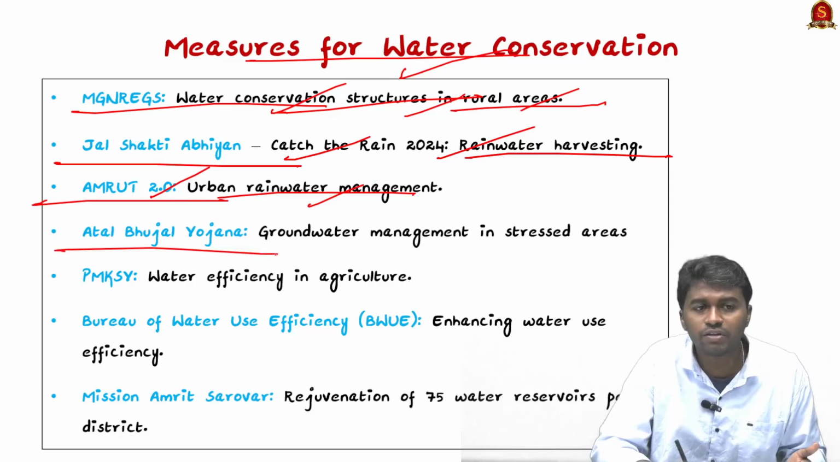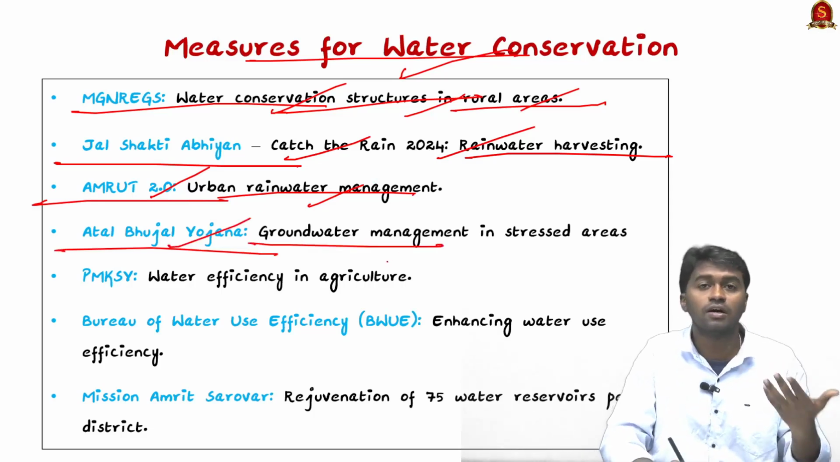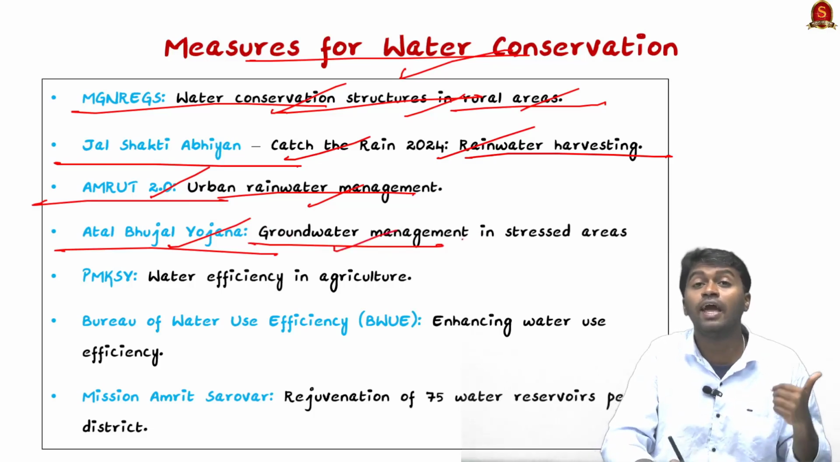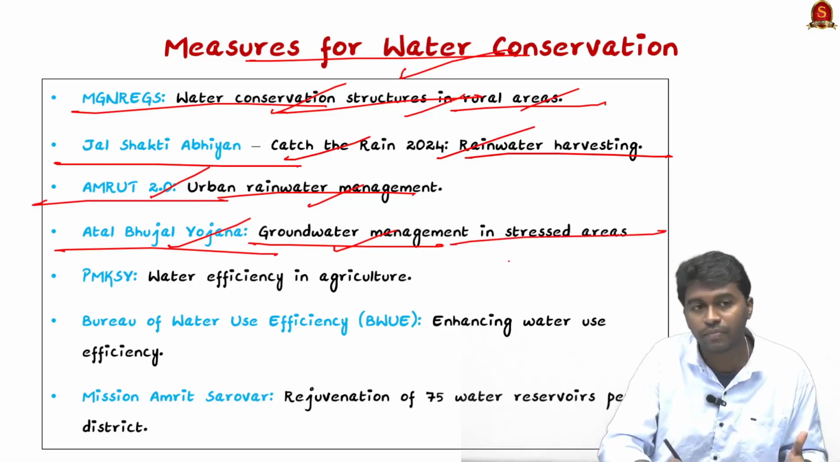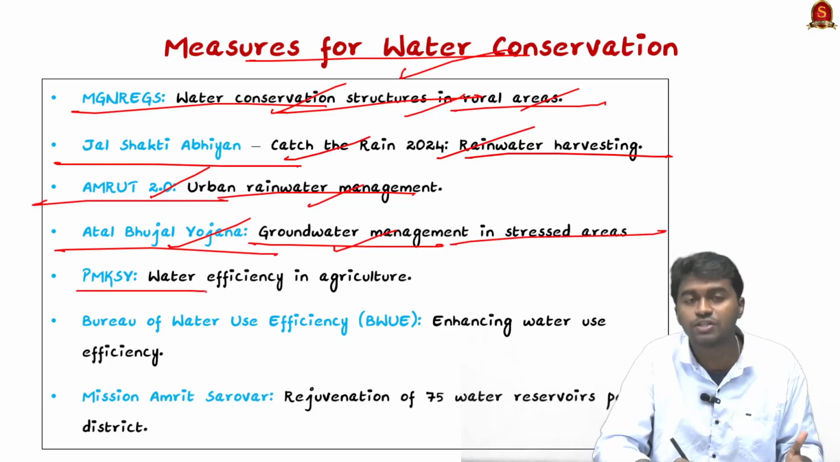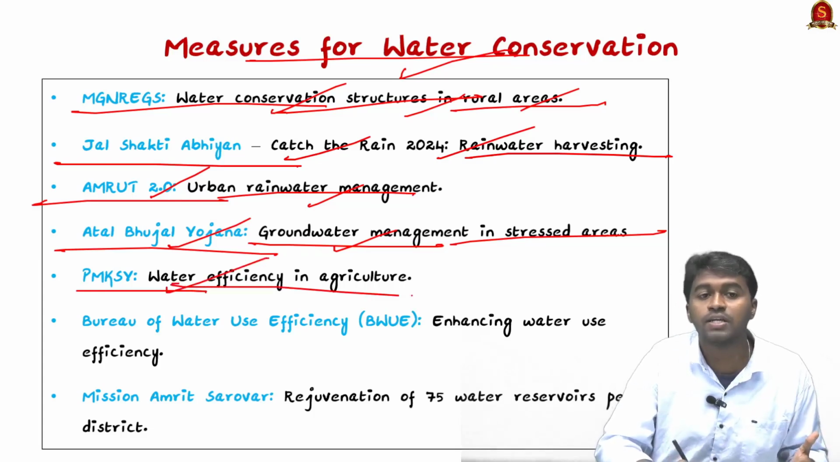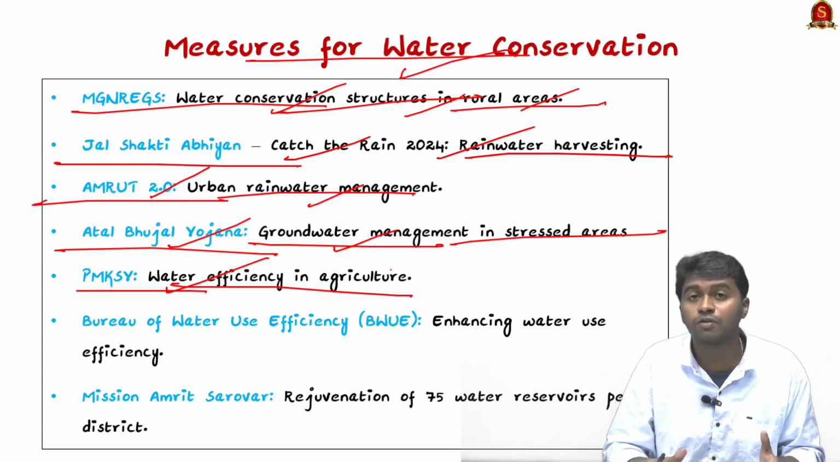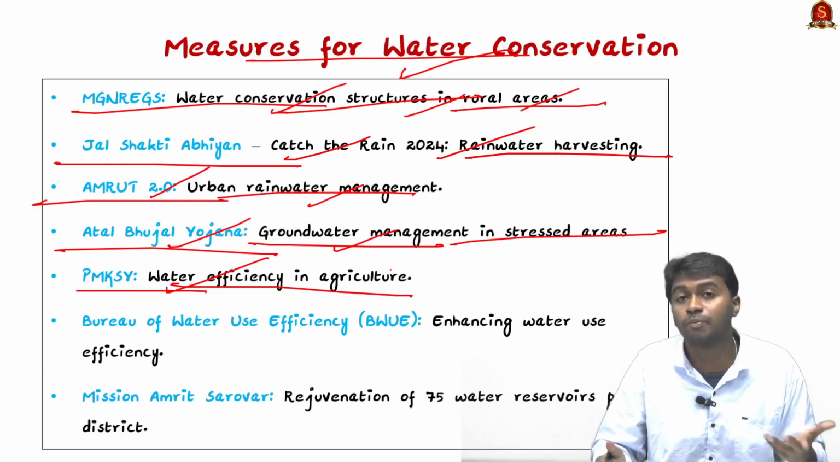And the next we have the Atal Bhujal Yojana, and this scheme is focusing on groundwater management in nearly 8,000 plus water stressed villages in India. And next we have the Pradhan Mantri Krishi Sinchai Yojana, which is focusing on enhancing water efficiency in agriculture by reducing water wastage, through emphasizing the importance of micro irrigation technologies like sprinkler irrigation and drip irrigation.